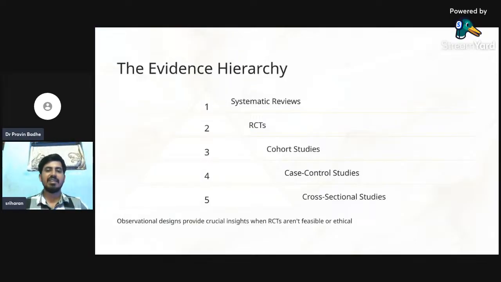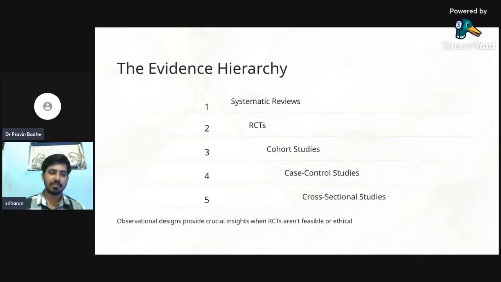This is the evidence hierarchy. Hierarchy is nothing but ranking: how the quality of evidence is ranked from 1 to 5. The first is systematic review and the second is RCT, followed by levels 3 to 5, which are observational study designs: cohort studies, case-control studies, and cross-sectional studies. Observational studies are useful and crucial when RCTs or systematic reviews are not applicable; we go with cohort, case-control, and cross-sectional studies as the other choice.